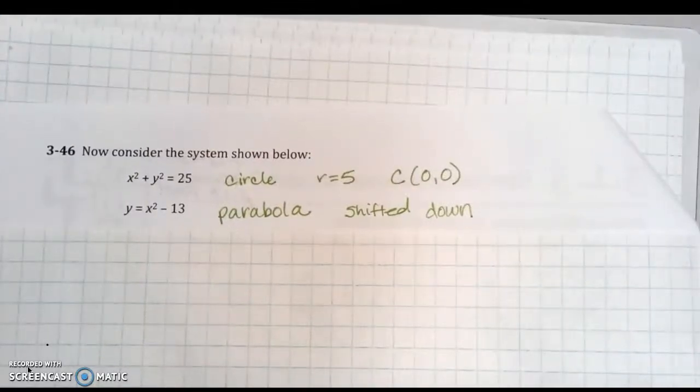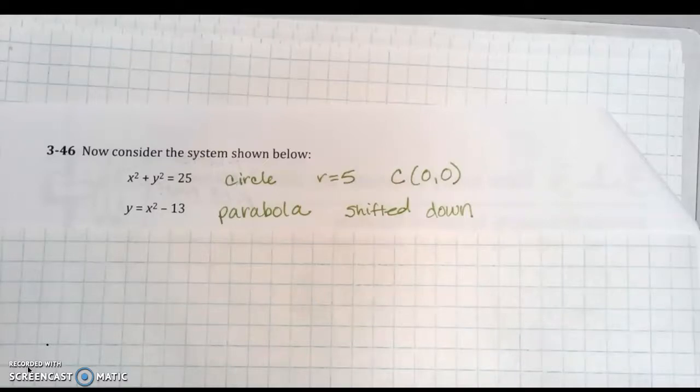And the first question on page 13 is question 46. They want us to consider this system. x squared plus y squared equals 25. You guys should all recognize this as the equation of a circle, right? That circle is going to have a radius of 5. It has a center at (0, 0). So picture in your head a circle, right?